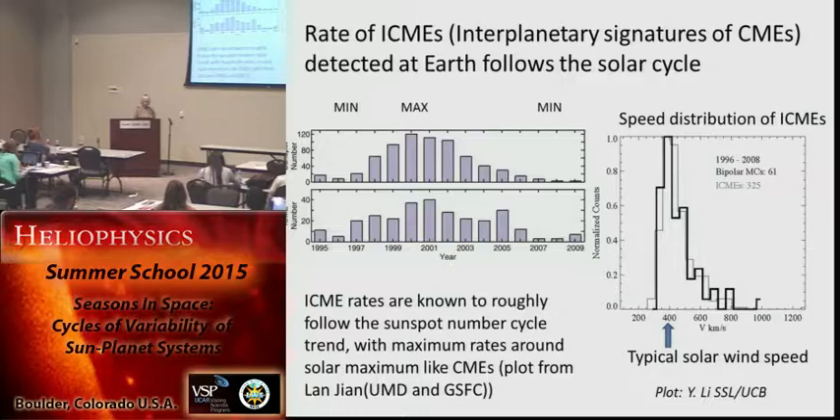Now, the rate of CMEs here is shown against sunspot number, along with statistics of the rate of CMEs in a study. As you might expect, the more active the sun is, the more magnetic field structure you have, and evolution of that magnetic field, the more numerous are your CMEs. Speed distribution of CMEs, as I said, many are slow, but ICMEs are typically at solar wind speed.